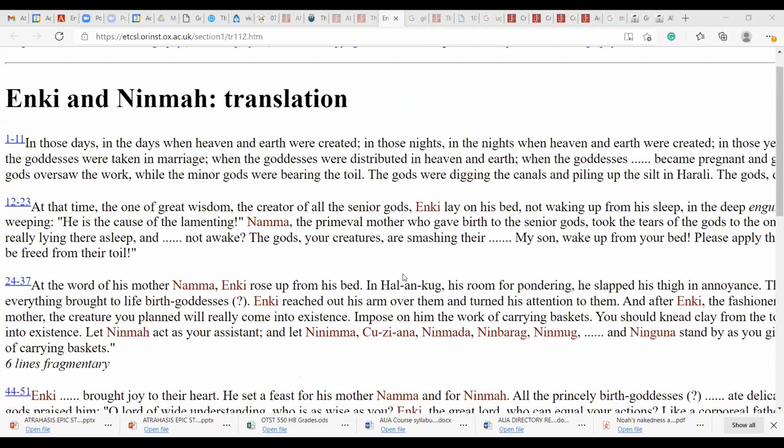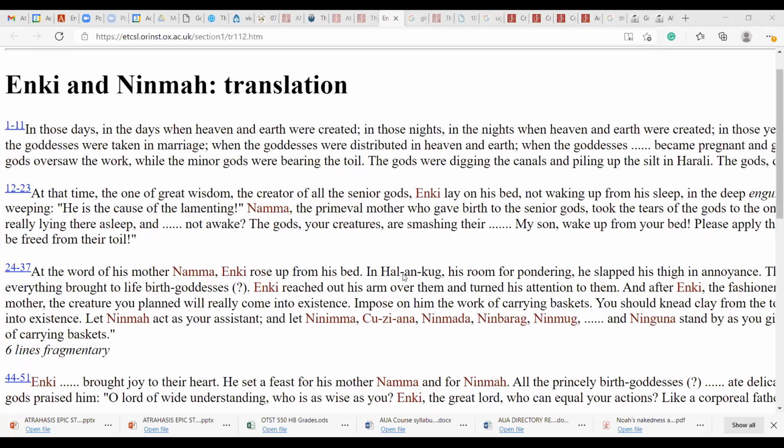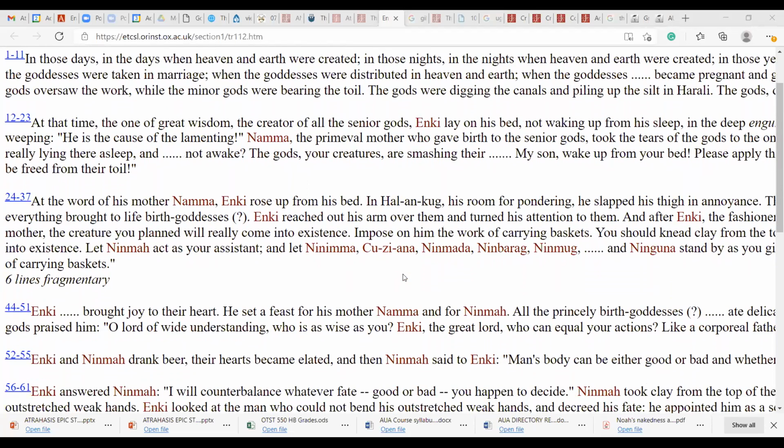One thing I saw there that is related to Genesis chapter 1, the creation of man, is that man was created with clay. Nimna took clay from the top of Abzu and formed man. I think that is one of the things that we find in Genesis, that God took the dust of the earth and he formed man.